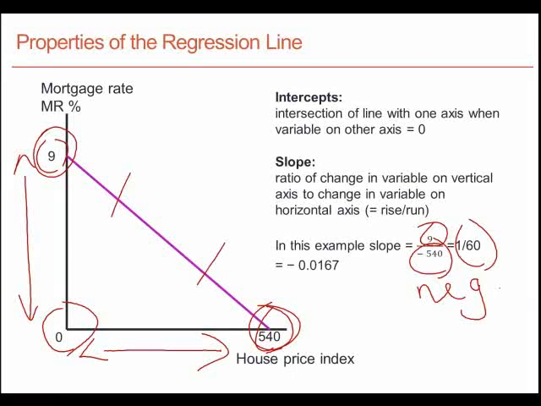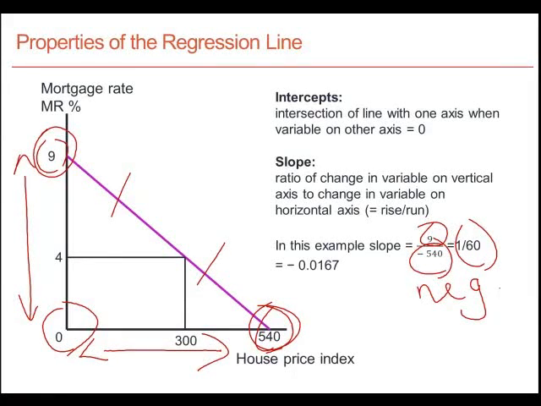So that slope, if we divide 60 into 1, we get minus 0.0167, and that is going to be the slope of the line that defines the relationship between the mortgage rate and the house price index. So we now have a pair of intercept values and we have a slope for the line. So can we write down an equation for the line? We can.